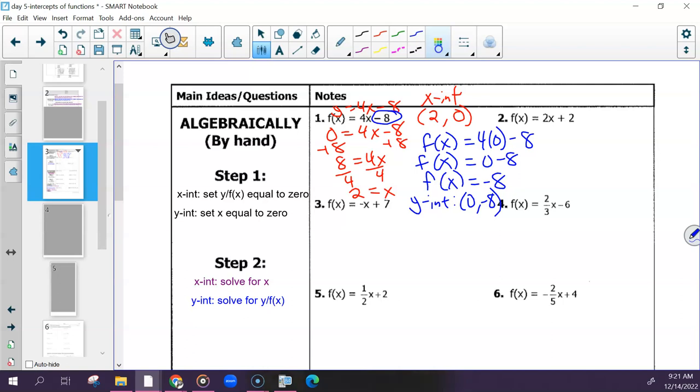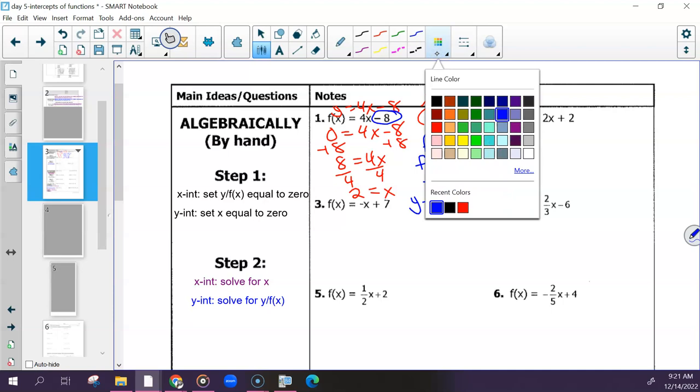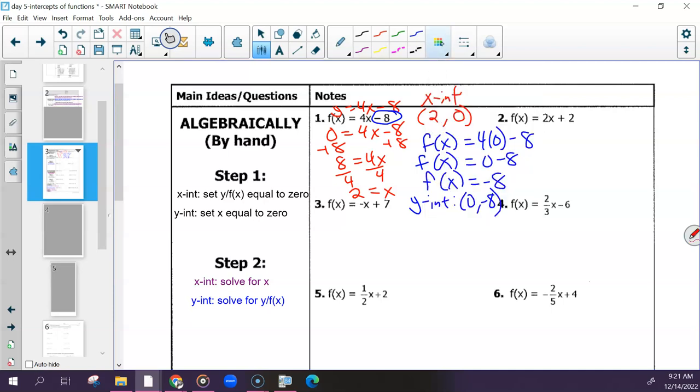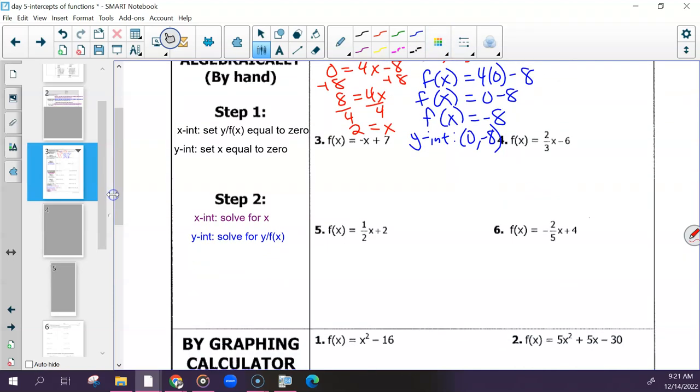We're going to do one more of these and then move on. Let's do 4. Because we don't have to do the work to find the y-intercept, tell me what would the y-intercept be?